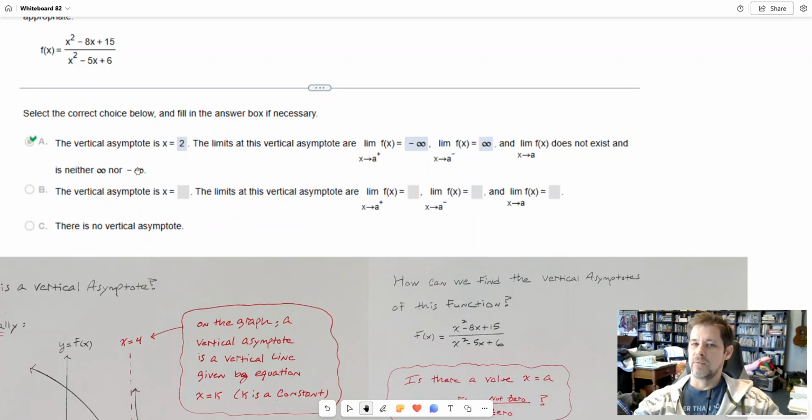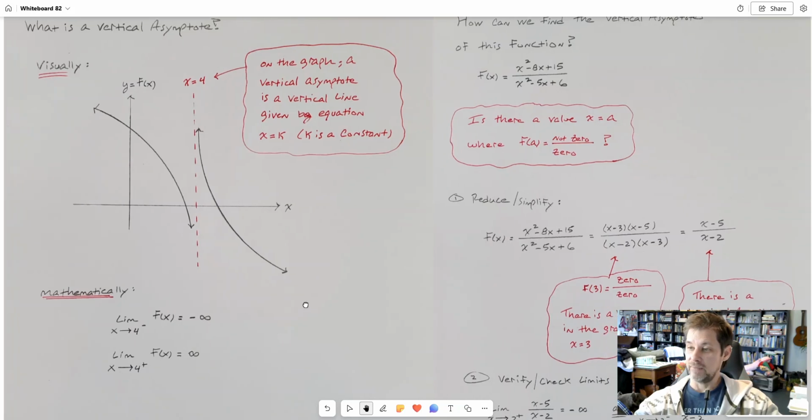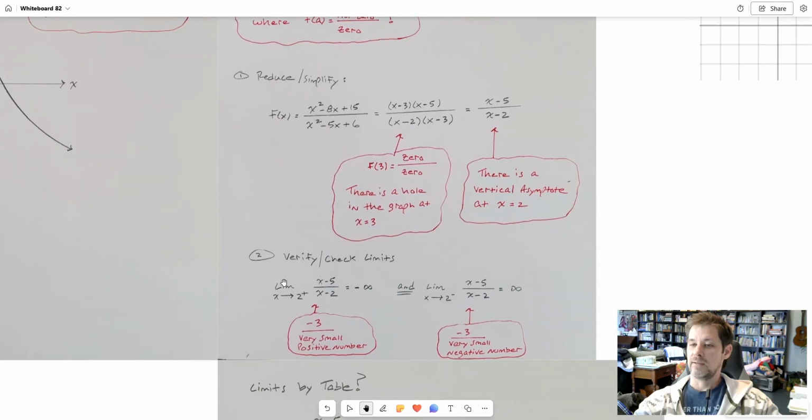Now, choosing between A or B depends on how the limits work out from there. So remember I said that visually the asymptote looks like this, but mathematically it'll involve limits going to infinity or negative infinity somehow. So next I'll look at those limits. It should be that as x approaches 2 from either the left or the right, I'm going to see the limit go to infinity or negative infinity somehow.